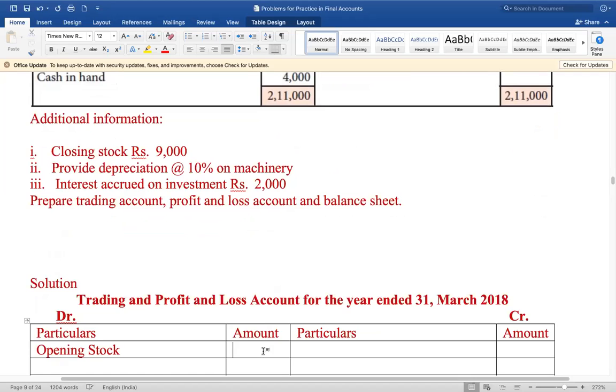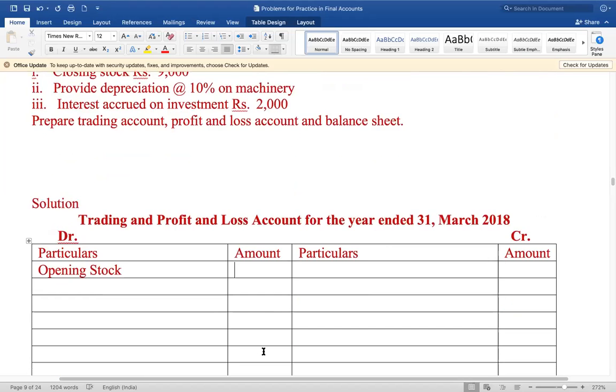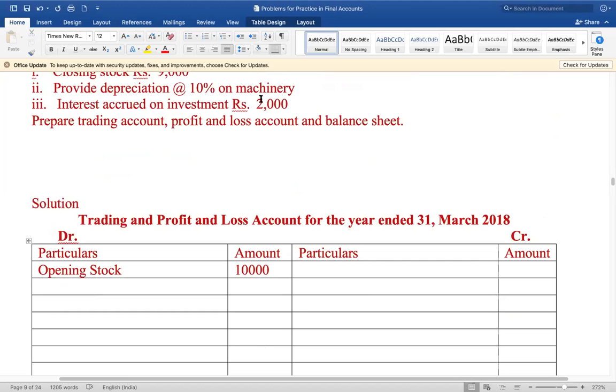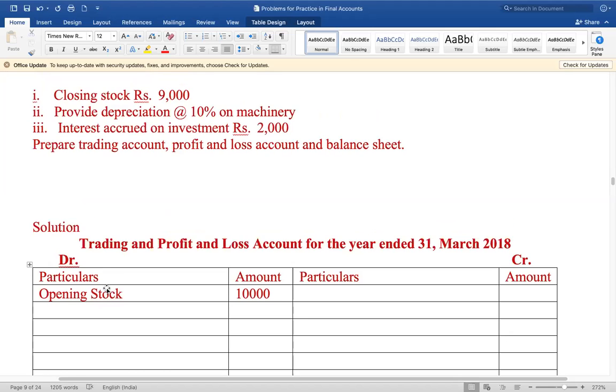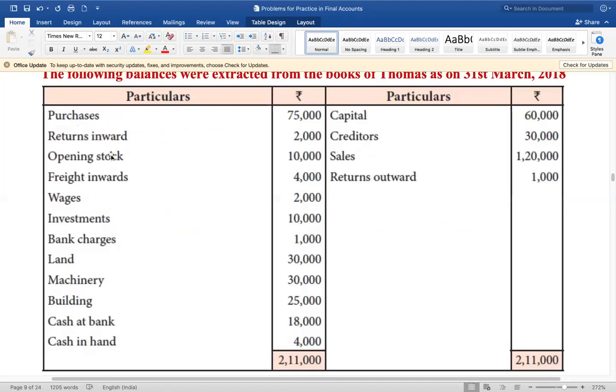Opening stock, 10,000. Those who are online are supposed to respond. If you're not responding, that means you're absent. Okay, then opening stock is over.